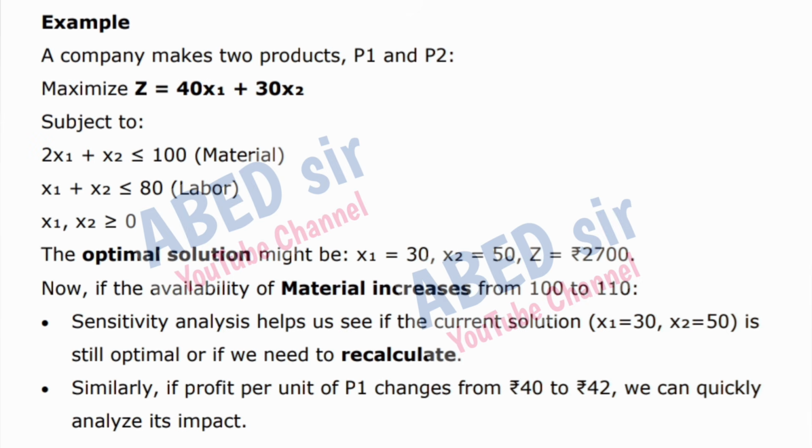rupees. Now, if the availability of material increases from 100 to 110, sensitivity analysis helps us see if the current solution, x1 = 30, x2 = 50, is still optimal or if we need to recalculate. Similarly, if profit per unit of P1 changes from 40 rupees to 42 rupees, we can quickly analyze its impact.